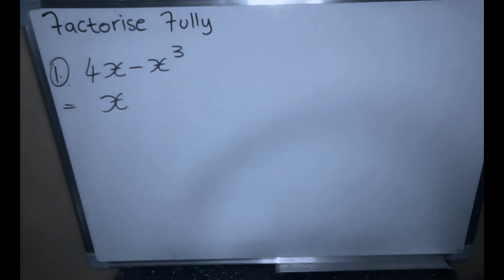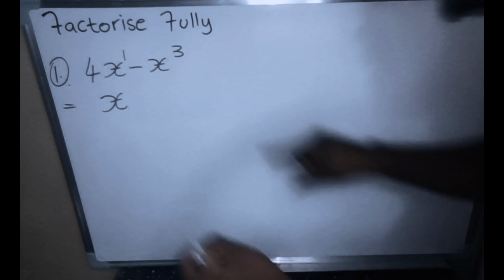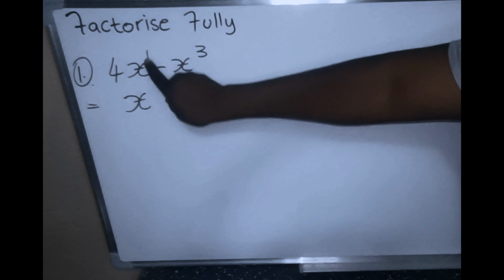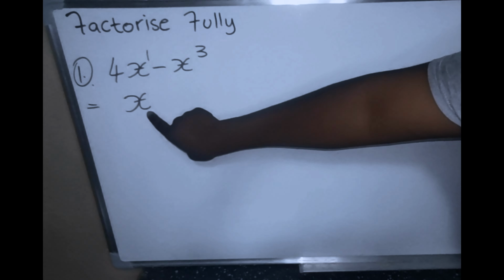Remember, you ought to take out the one that has got the lowest exponent. In all cases, when you talk about variables and taking out what's common, you ought to take out the one with the lowest exponent. Now, between x to the power 1 and x to the power 3, which one has the lowest exponent? It is x to the power 1. Therefore, I took out this x outside the bracket.